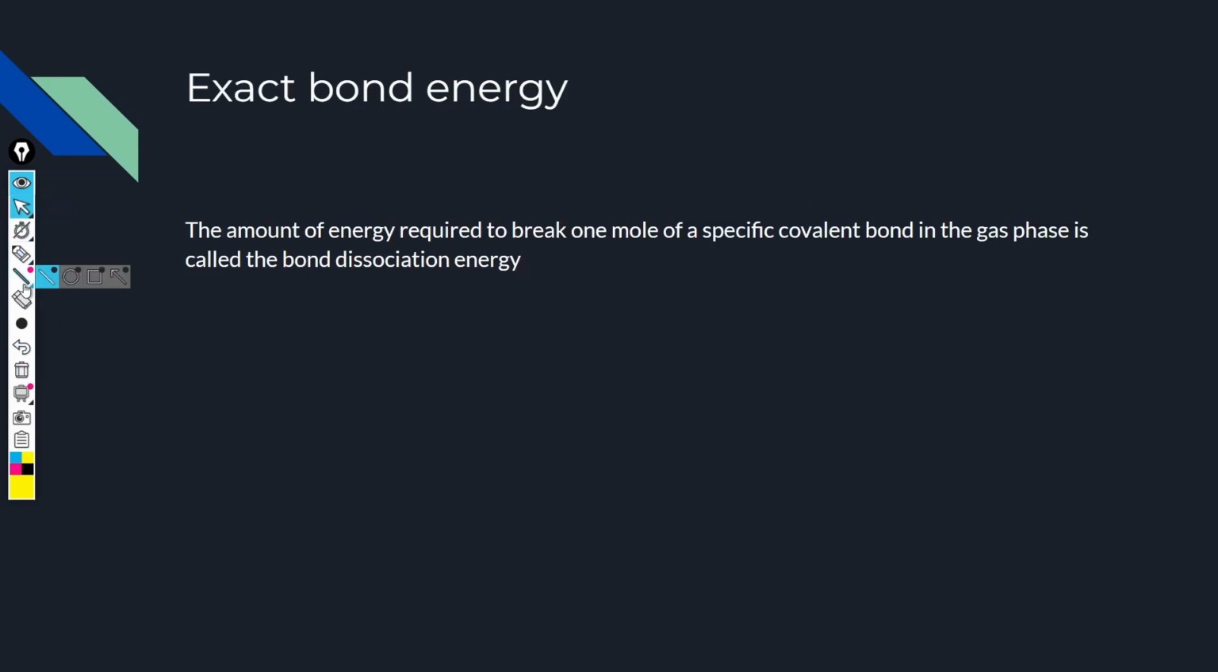So let us know what is exact bond energy. The exact bond energy is the amount of energy required to break 1 mole of a specific covalent bond in its gas phase. Remember, this is important. In the gas phase, it is called the bond dissociation energy, or exact bond energy. So imagine I have O and H, and if I have 1 mole of this, the amount of energy required to break 1 mole of it will be the exact bond energy.